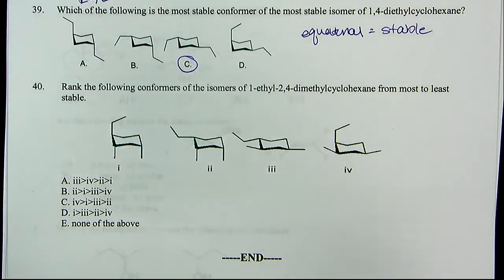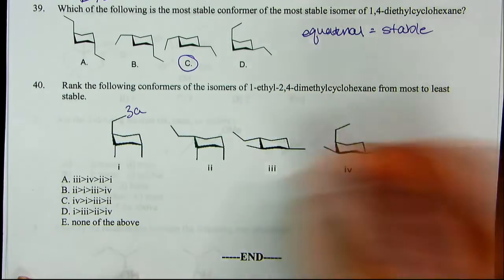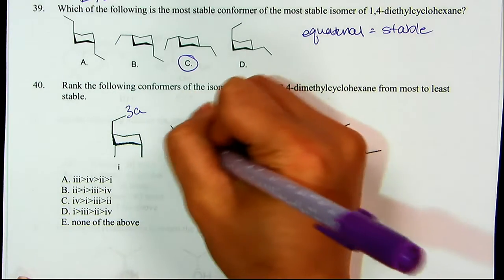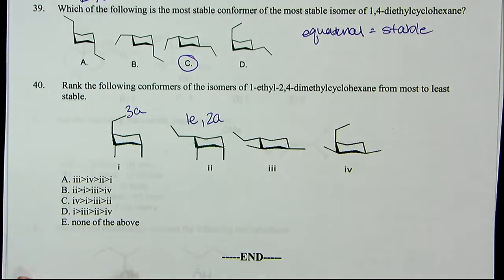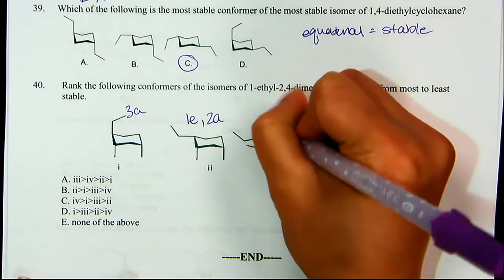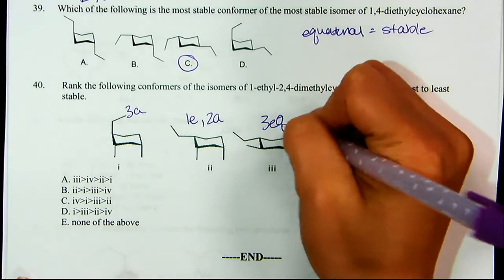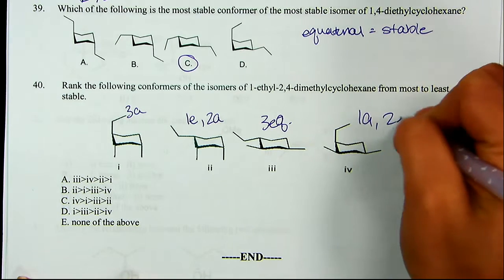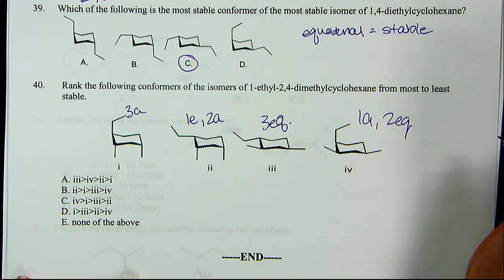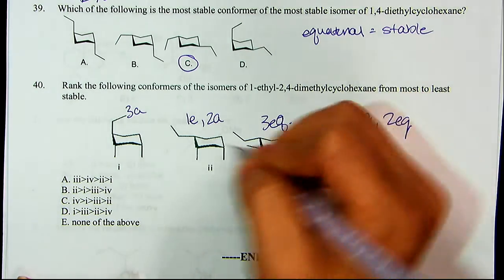Alright, so here looking at 40, this counts all your equatorial positions. Here we have 1, 2, 3 equatorial positions. Then we have this one, I know it's hard to see, but it's an equatorial position. You have 1 equatorial and these 2 are pointing down axially, so 2 axial. Here is equatorial, 3 equatorial. And then for this one, there's 1 axial, and these 2 equatorial positions. So you put them in most stable to least stable. The most stable has the most equatorial positions, so 3, 4, 2, 1.